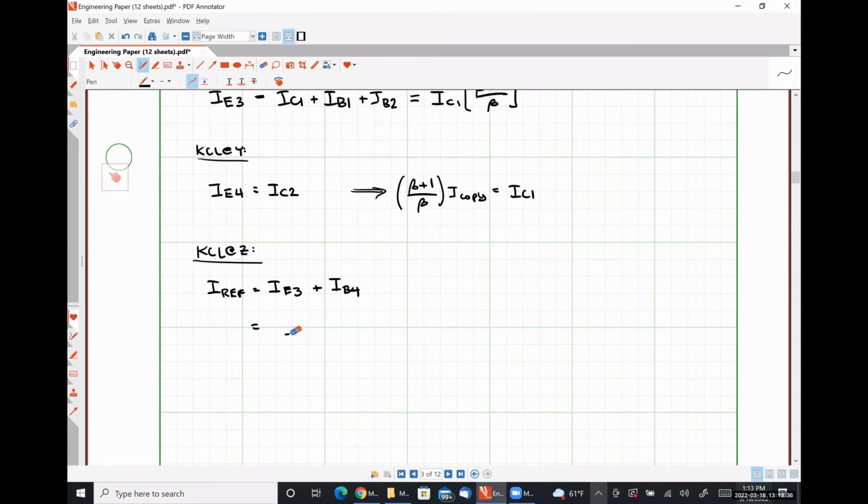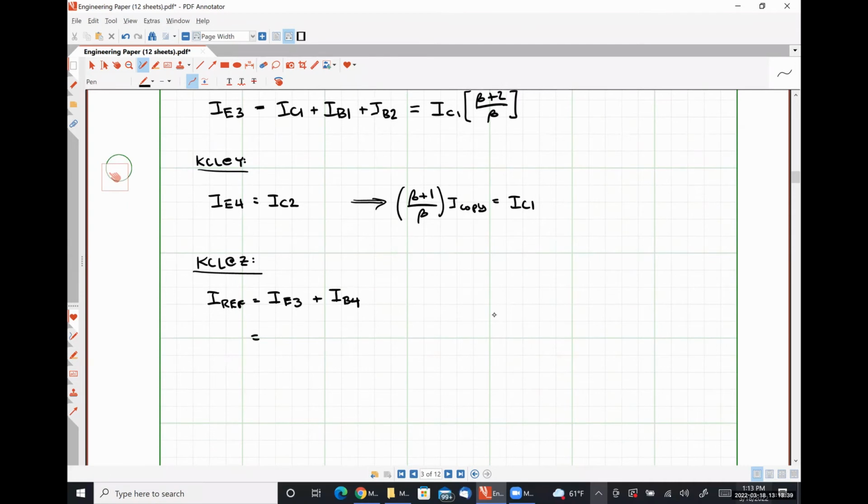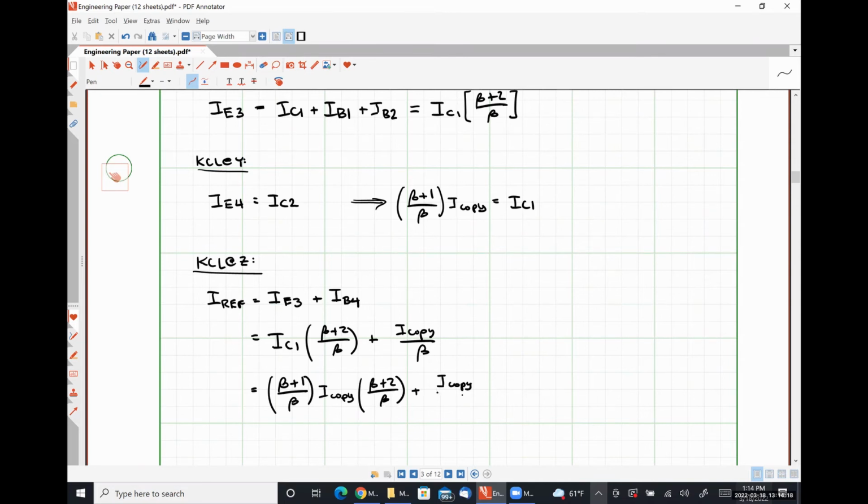Actually, let's do some substitutions here. For IE3, I'm going to substitute in IC1 times beta plus 2 over beta. And then to that, I'm going to add IB4, which is just I copy over beta. Now I'm going to substitute in my relationship for IC1. So that's going to look like beta plus 1 over beta times I copy times beta plus 2 over beta plus I copy over beta.